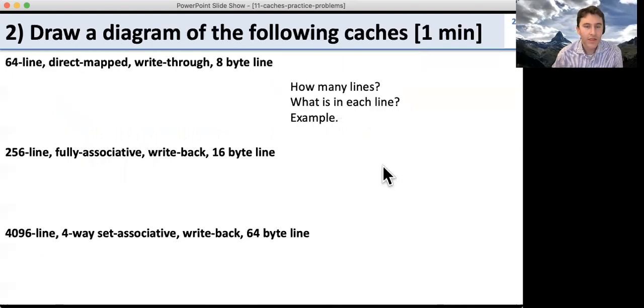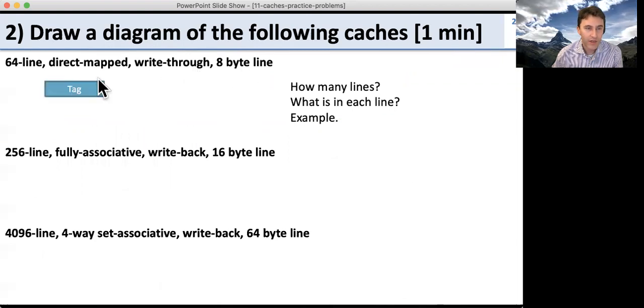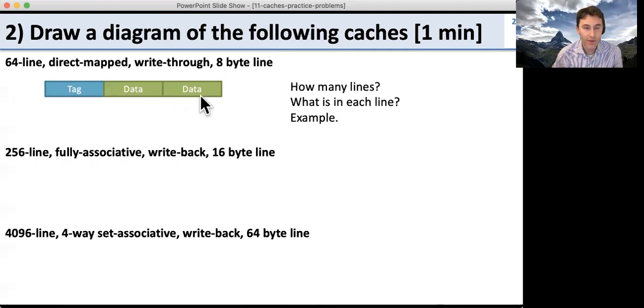Okay, let's go through and work out some cache diagrams. Here we're going to draw a diagram of the following caches. We're going to start off with this one here, a 64 line direct mapped write-through cache with 8-byte lines. I'm going to do this one for you so you can then do the rest yourself. We're going to have a tag because we need to find stuff. And then we're going to have 2 words of data because each of our words is 4 bytes and we have 8 bytes in a line. So we have 2 words in there.